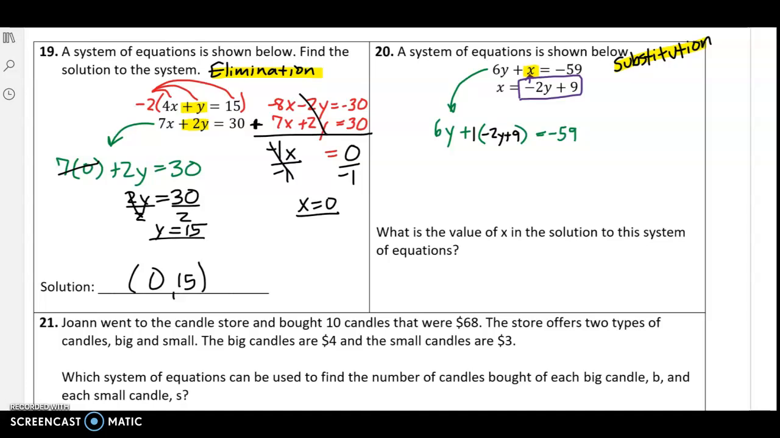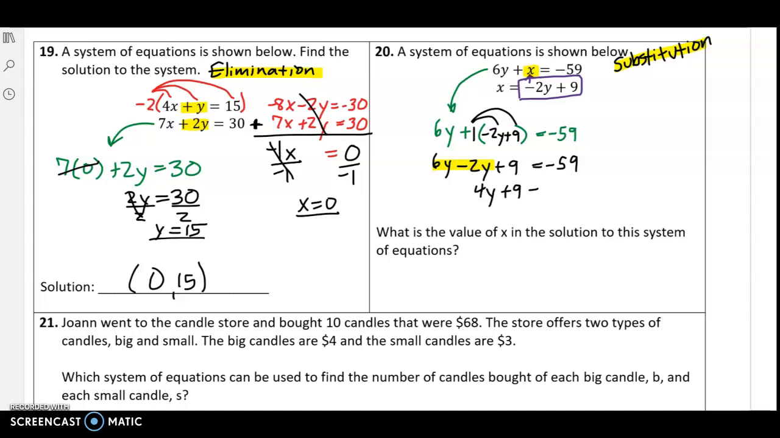There is an imaginary 1 here that you could distribute. 1 times negative 2 is negative 2. 1 times 9 is 9. They pretty much remain the same. Combine your y's together. 6y minus 2y is 4y.